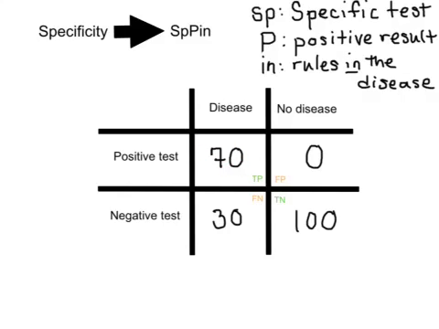So in sum, the most informative outcome on a highly specific test is a positive result, okay? And the most informative outcome on a highly sensitive test is a negative result.